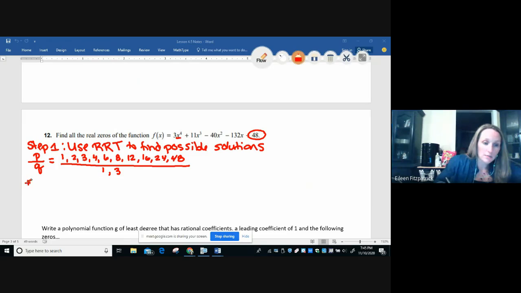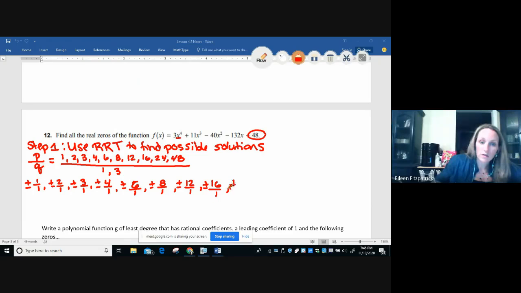So my possible solutions are plus minus 1 over 1, 2 over 1, 3 over 1, 4 over 1, right? They all have to go over 1. So plus minus 1 over 1, plus minus 2 over 1, plus minus 3 over 1, plus minus 4 over 1, plus minus 6 over 1, plus minus 8 over 1, plus minus 12 over 1, plus minus 16 over 1, plus minus 24 over 1, and plus minus 48 over 1.